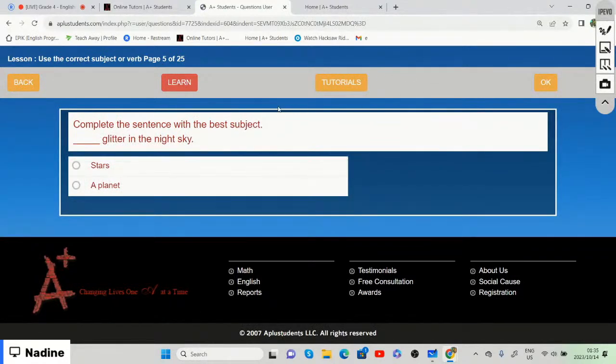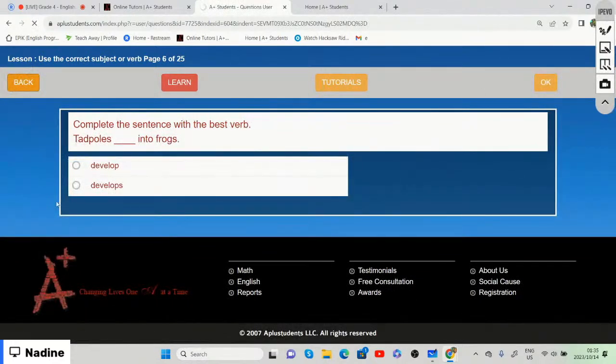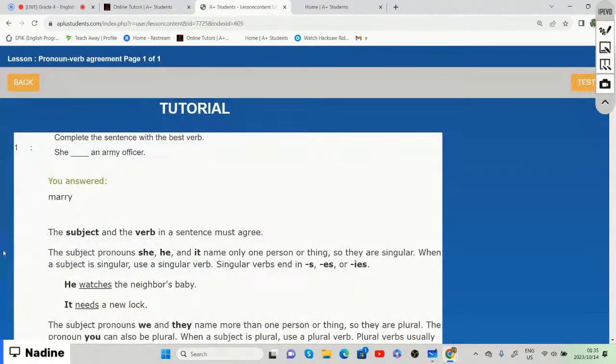Complete the sentence. Glitter in the night sky. Is it the stars or the planets that glitter in the night sky? So we can say stars, they glitter in the night sky. Well done. All right. Now we are going on to pronoun verb agreement.